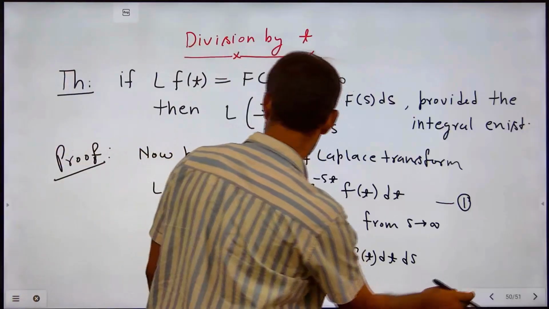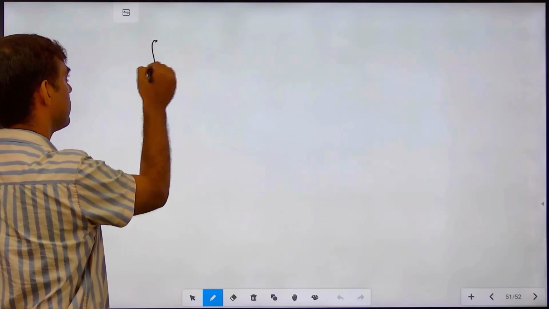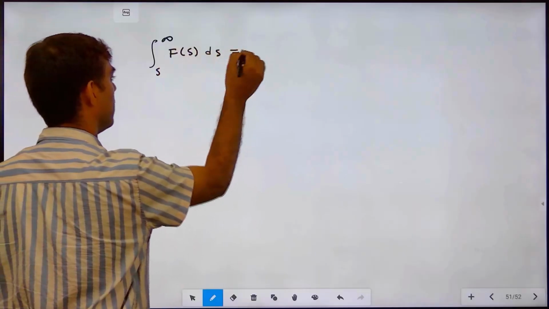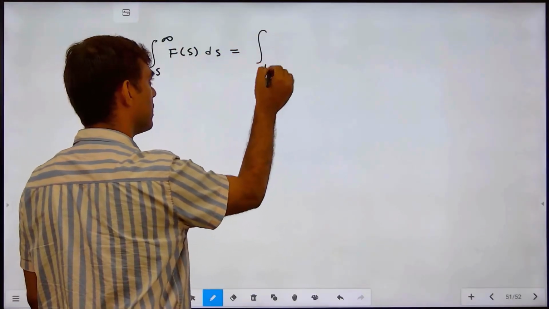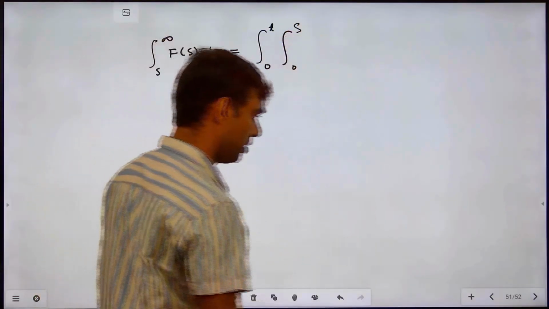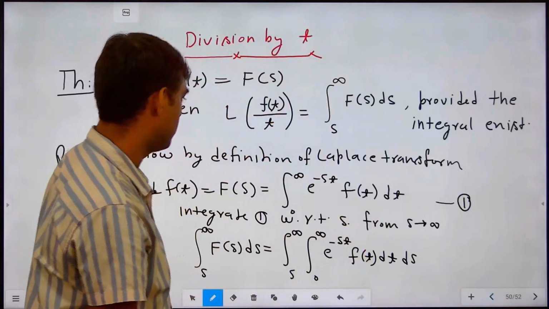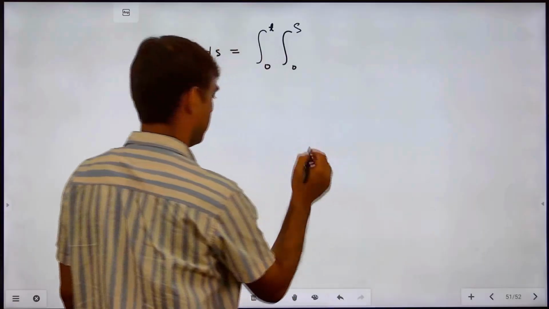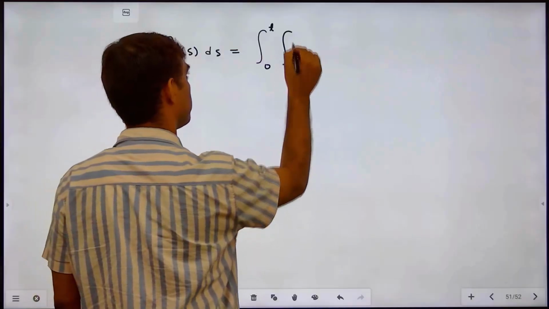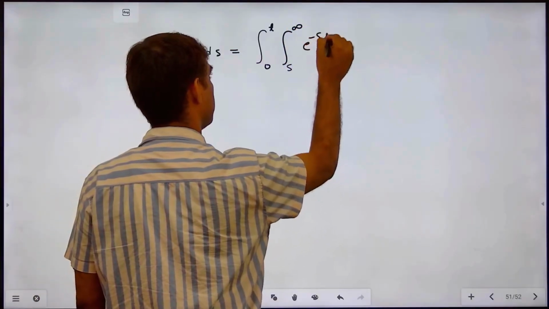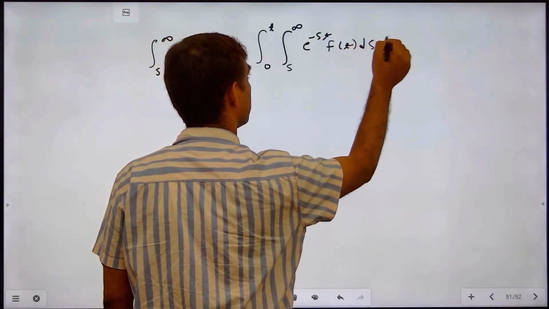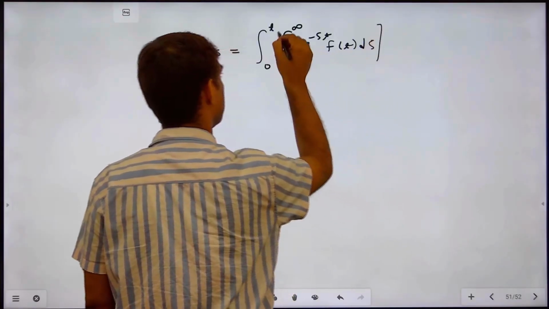So, in the next step we write the integral from s to infinity of F(s) ds, and on the right hand side, by changing the order of integration, first the integral from 0 to infinity with respect to t, and inside it the integral from s to infinity of e to the power minus st f(t) ds, then dt.